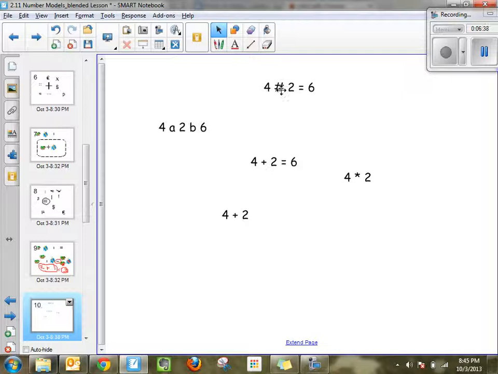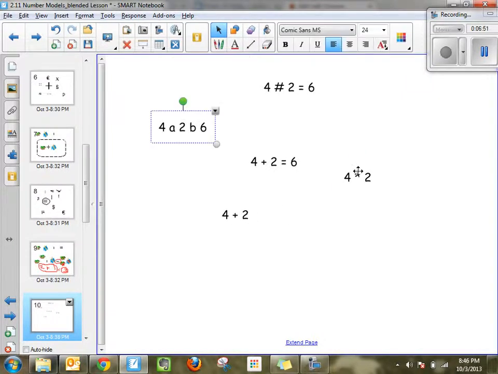Up here, 4 and then a number sign and 2, it does have an equal sign, but we're missing the plus sign. The plus sign should be in the middle. This one, 4 plus 2, is not a number model because it does not have an equal sign, so we don't know what the answer is. And then the last two obviously are not number models.